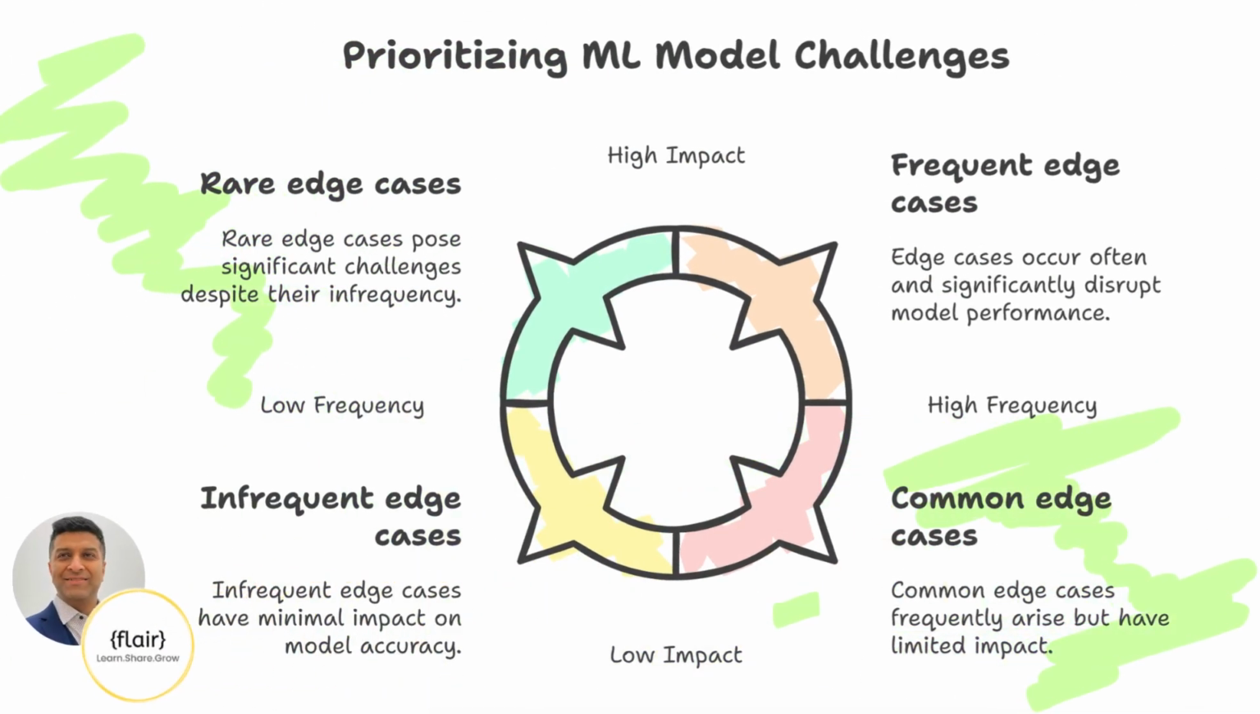Next, we have edge cases. These are those weird, unexpected inputs that your model hasn't been trained to handle. For example, your model might be great at predicting user behavior for most people, but what happens when a user behaves in an entirely unexpected way? Or think about rare events. Your model may not have seen these outliers in training, making it difficult for it to predict accurately when they occur in the real world.